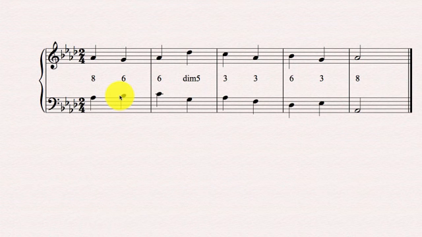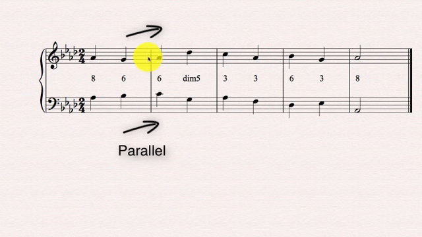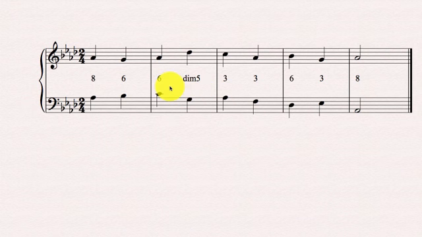Other types of motion we can have, notice G in the next bar moves to A flat, and then this B flat moves to C. So these are both moving up by a step. So we call that parallel motion. They're both moving up by the same amount. And then notice for the rest of the examples here, the motion can be described as either contrary or parallel.